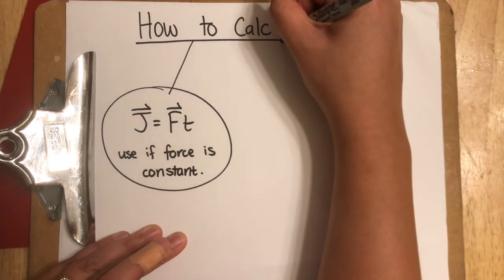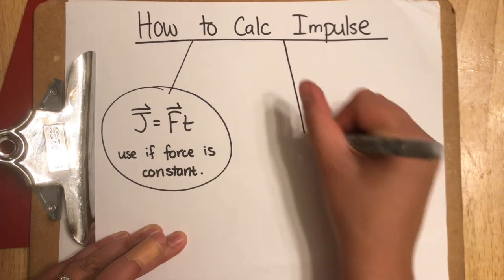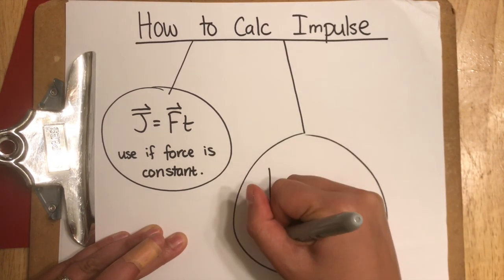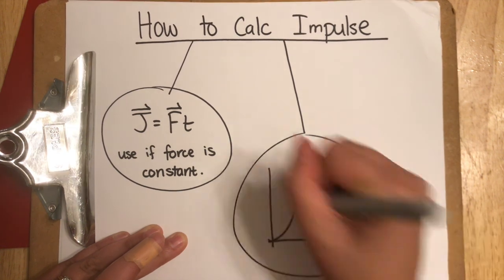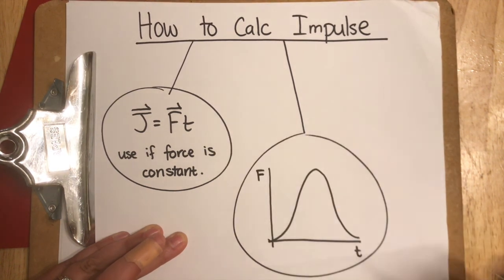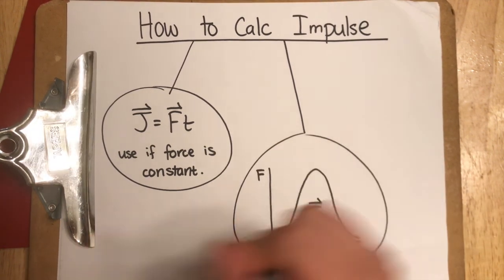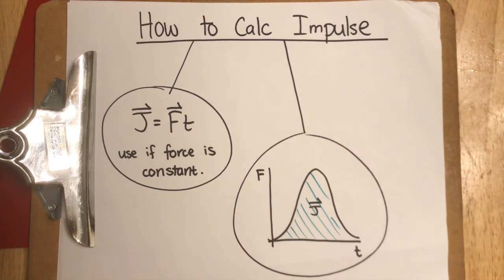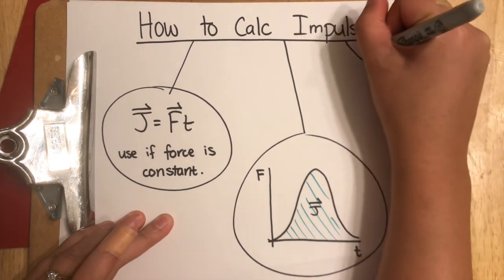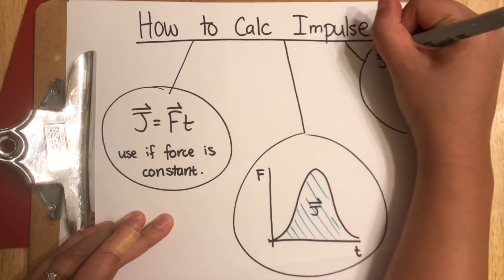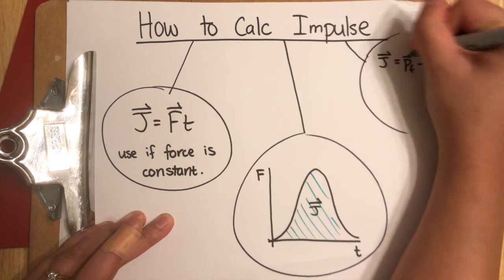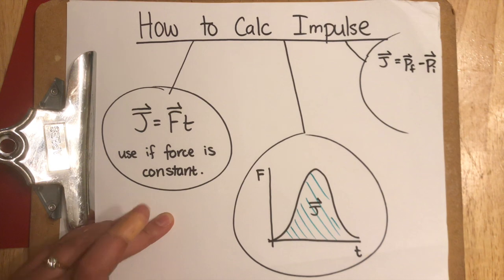If I'm given some sort of graph, I would use area under the curve to calculate impulse. A force versus time graph would have an area under the curve equal to impulse. Later this week, we'll talk about a third way to find the impulse, and that's taking the change in momentum. But for today's work, we're going to focus just on the first 2 methods. Best of luck!